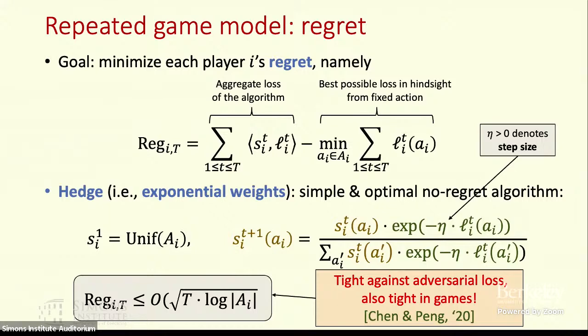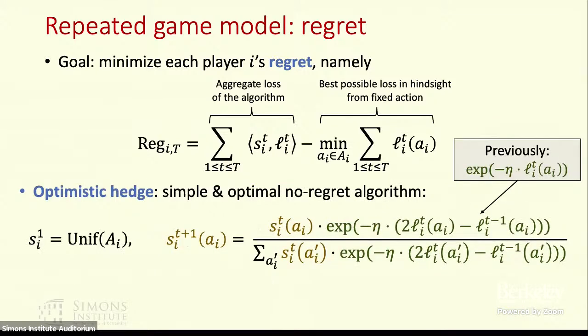The good news, though, is that there's a slight modification of Hedge known as optimistic Hedge, which can get better regret bounds. So how does it differ from Hedge? It only differs in this reweighting term. Previously, we had the term shown here. But in optimistic Hedge, we have an additional thing we're adding on, which is the loss vector at time t minus the loss at time t minus 1.